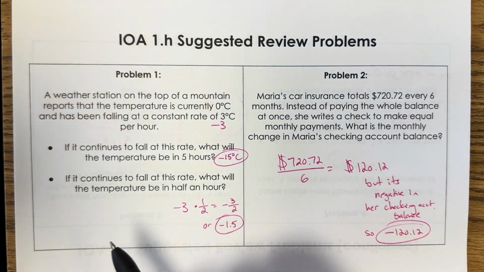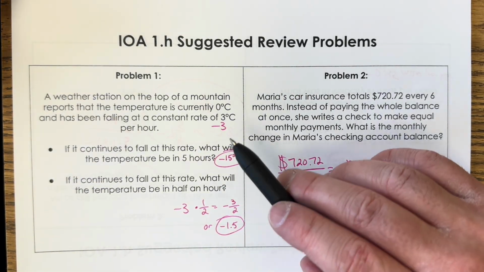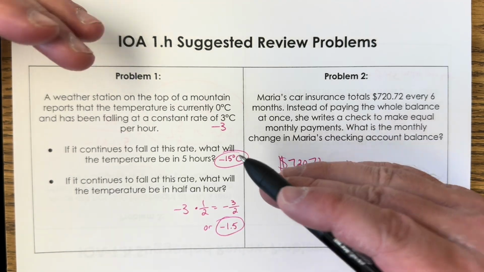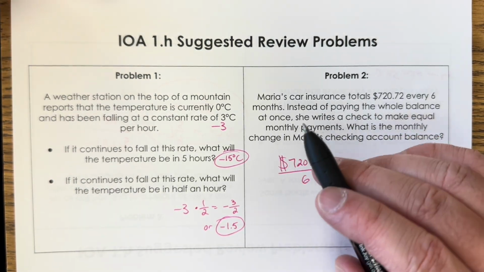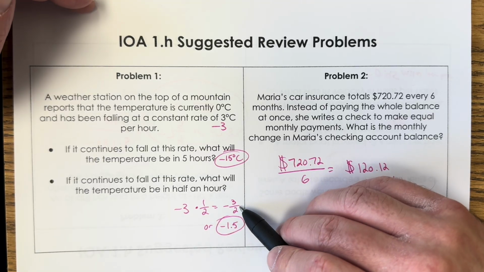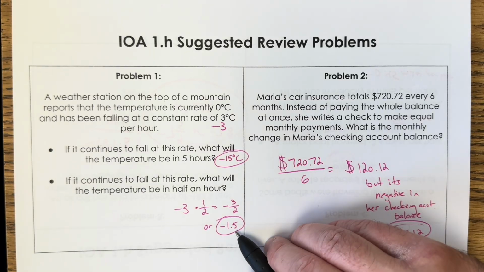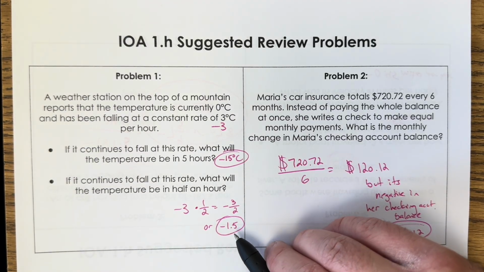And if it continues to fall at this rate, what will the temperature be in a half an hour? Well, if it falls 3 degrees in 1 hour, half of that is 3 over 2. So it's going to be negative 3 over 2 degrees, which we would make a decimal because it's just easier. So it would go negative 1.5 degrees every half hour, or in 1 half hour.